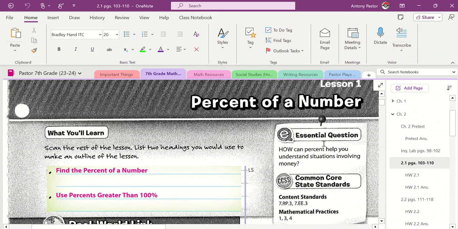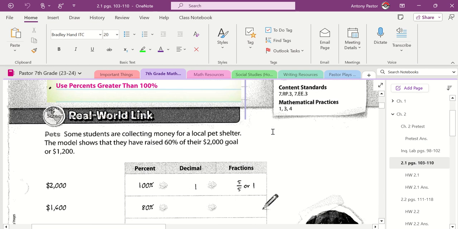Today we're focusing on 7th grade math. This is chapter 2, lesson 1. We're going to be dealing with percent of a number today. So let's go ahead and scan the lesson.